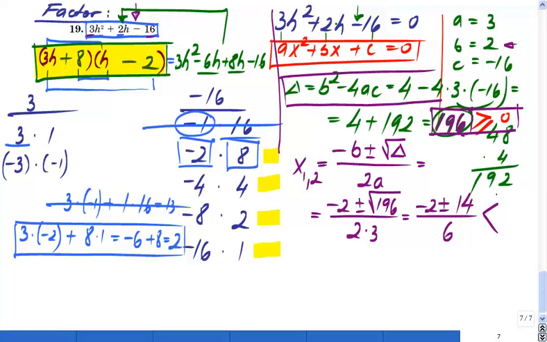Negative 2 minus 14 is going to be negative 16 over 6, right? Negative 2 plus 14 is going to be 12 over 6. Well, 12 over 6, we know that's 2. 16 over 6, I can simplify by 2, and that will give me negative 8 over 3. Okay? So now, you basically have two equations. One of your roots equals negative 8 over 3. The other root equals 2.